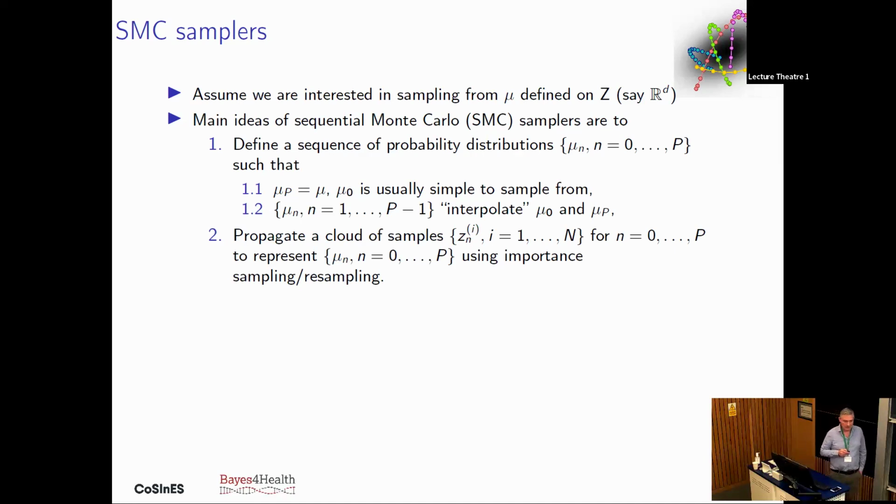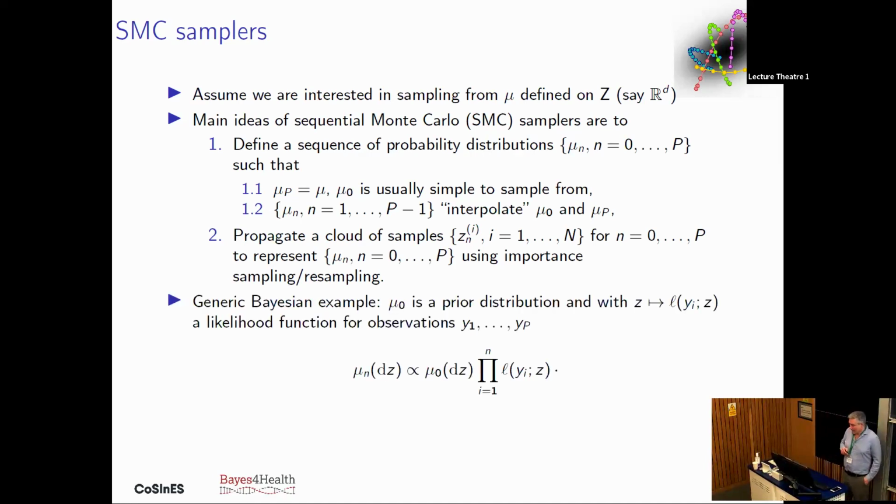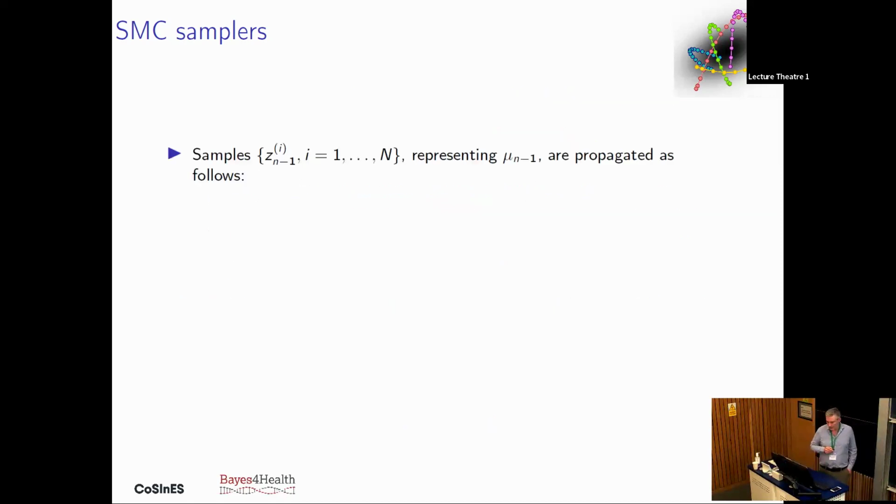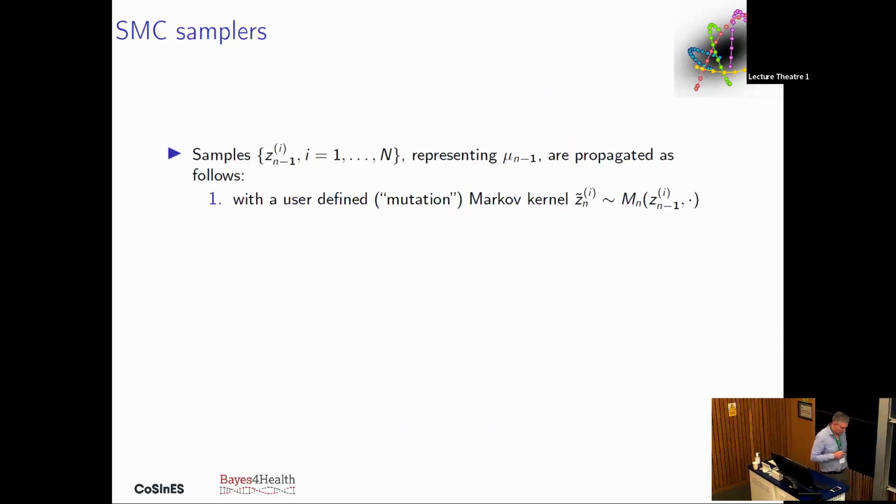The main idea when implementing this algorithm is to propagate a cloud of samples that are going to represent these distributions. I can skip this example for this audience. So there are key ingredients when designing this type of algorithm. First, the sequence of distributions that you're going to use to interpolate the distributions of interest. Then you've got the mutation kernel, which is the way you move samples around. I denote them M_n here.